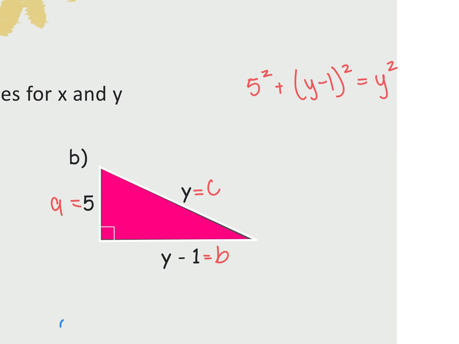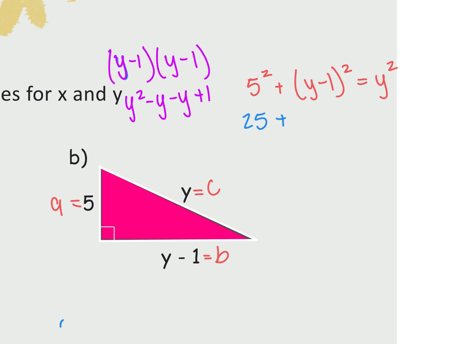5 squared is what? I have 25 plus, I am going to solve y minus 1 over here, y minus 1 squared. Write it twice, and then FOIL it. Y squared minus y minus plus 1. If you know the trick for these, you don't necessarily have to FOIL it out.